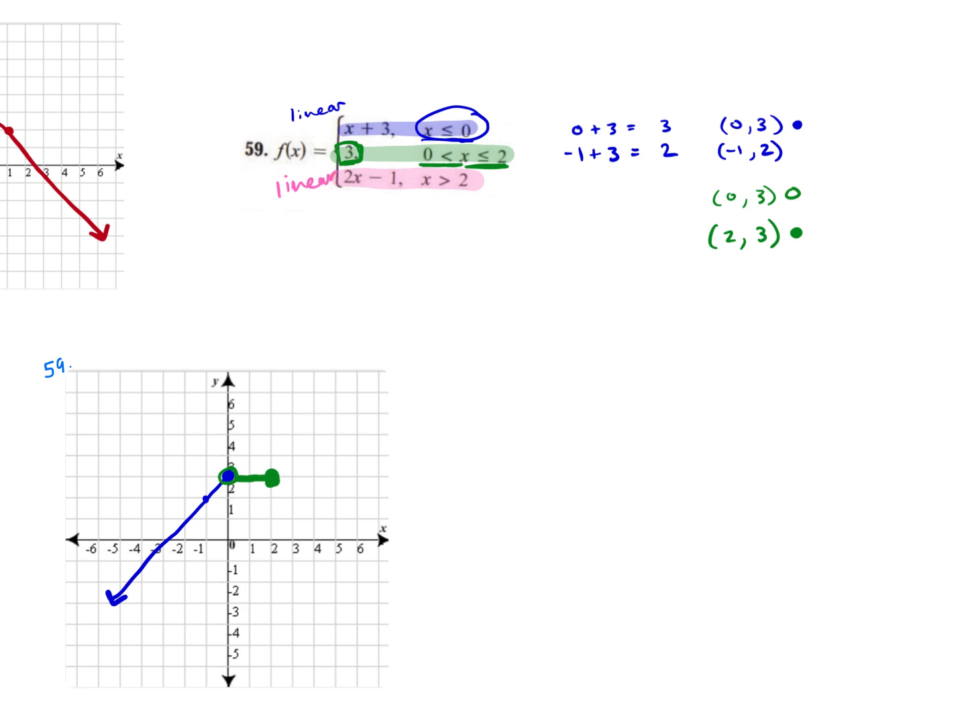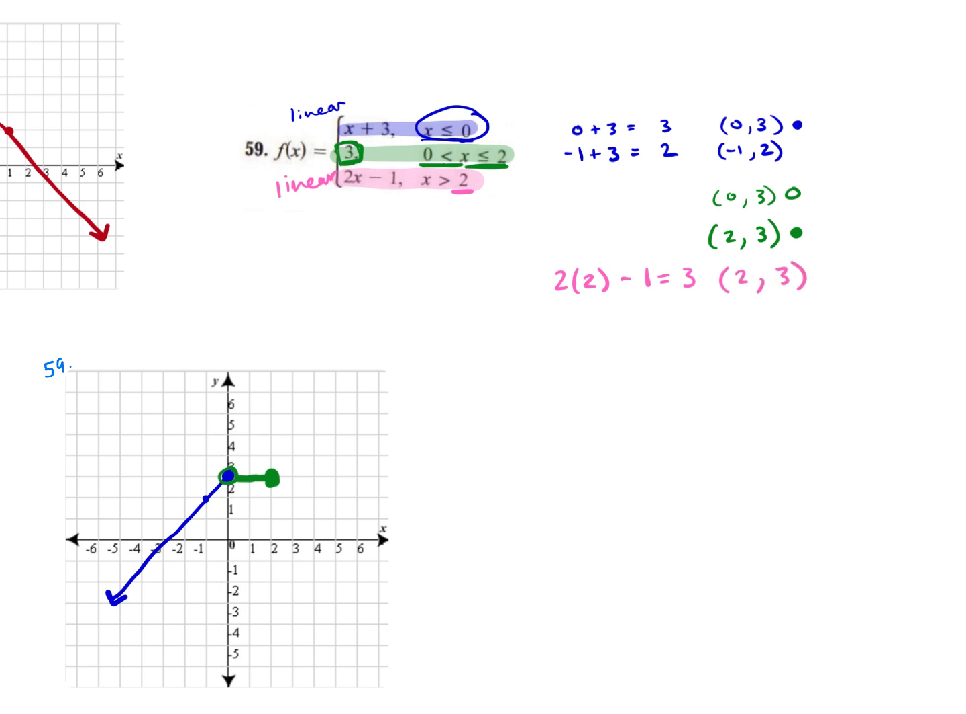What would we plug in first here? 2. Always plug in the number that it gives you first. So we have 2 times 2 minus 1. 2 times 2 would be 4. Minus 1 is 3. So we plugged in 2 and got 3.